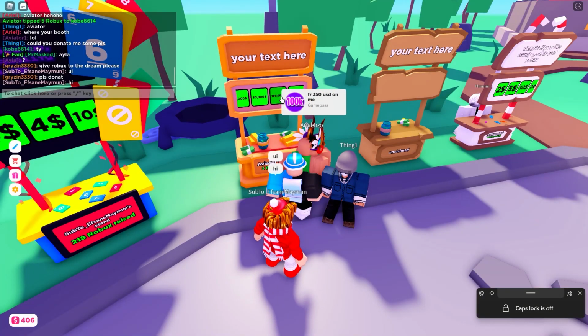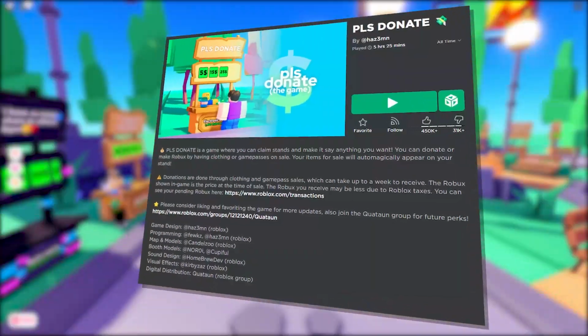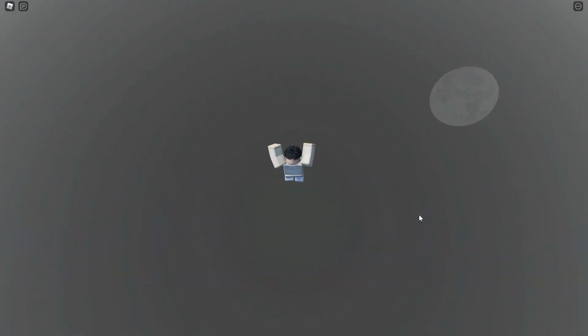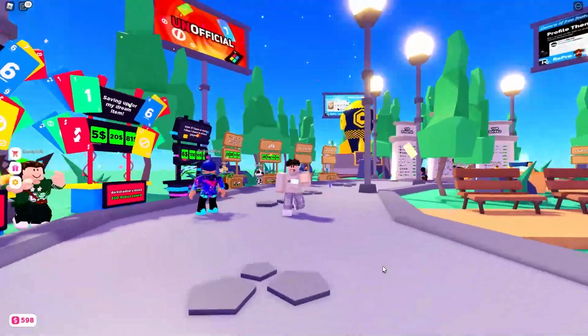You probably clicked on this video because someone just donated to you in Please Donate, and it still says you have 0 Robux. You refreshed the page a couple times and nothing has changed, and now you're more confused than ever because you know the game works. But don't worry, because your Robux haven't gone anywhere.